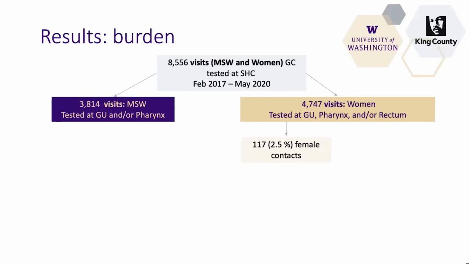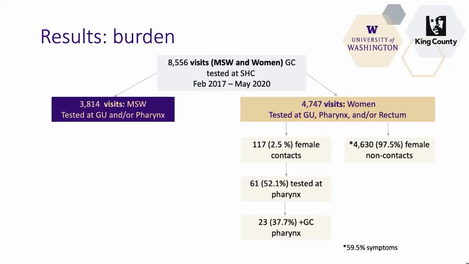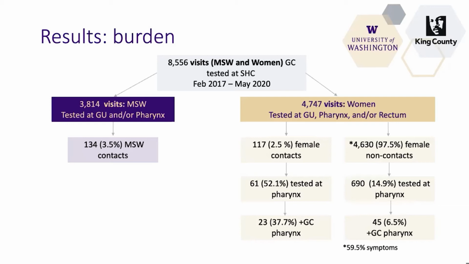117 of those women were contacts to GC. 52% of those contacts were tested at the pharynx, and 38% of those women contacts were positive at the pharynx. That leaves 4,600 non-contacts that were women who were tested at any site for GC, and 690 of those who were tested at the pharynx. Of those women who were not contacts, 6.5% were positive at the pharynx. 134 men who were contacts to GC who reported only having sex with women were tested.